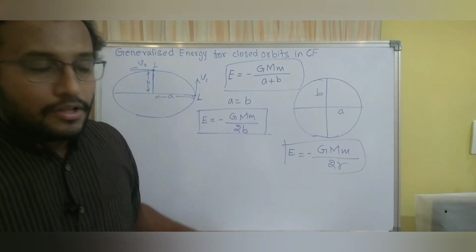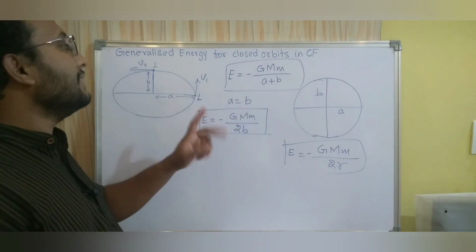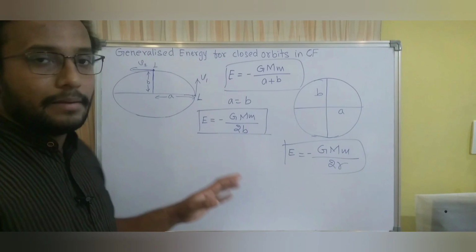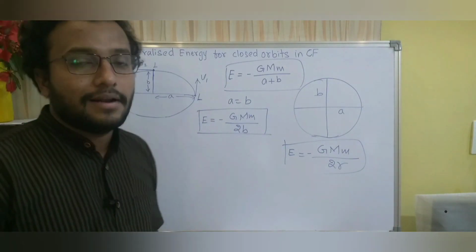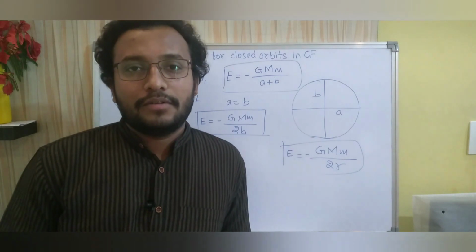So I hope you understood this concept of how to write the total energy in elliptical orbits, or the more generalized formula. I hope you understood these concepts.